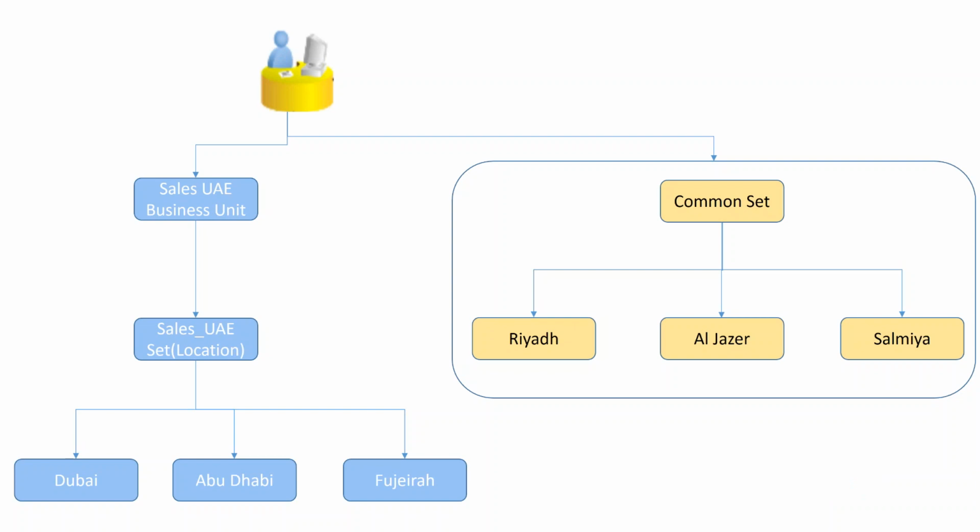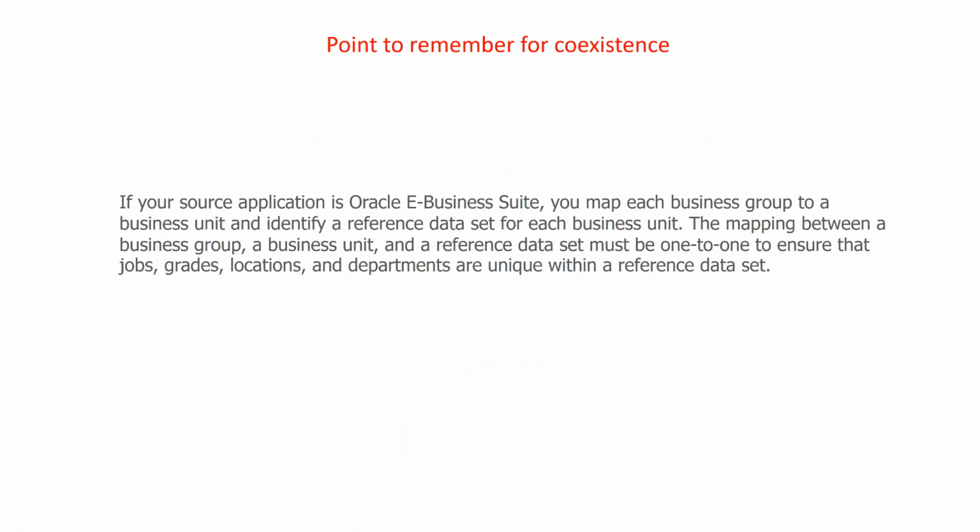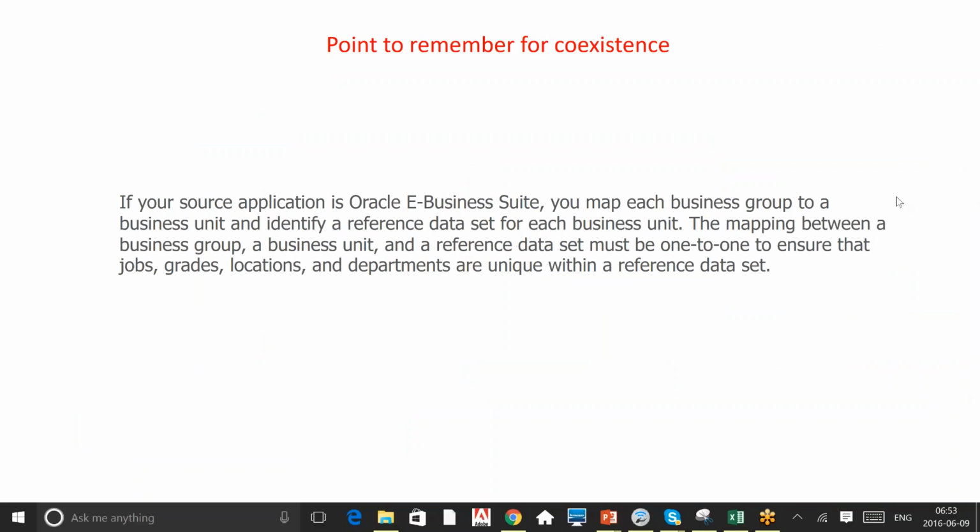Now there is one more point we should remember, which we have come across when we used coexistence. If you are implementing Fusion by interfacing it with EBS, then you need to remember one point which I have put in the next slide. If your source application is Oracle E-Business Suite, you map each business group to a business unit and identify a reference data set for each business unit. The mapping between a business group, a business unit, and a reference data set must be one-to-one to ensure that jobs, grade, location, and department are unique within a reference data set.